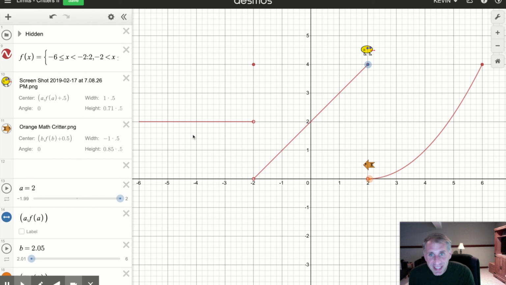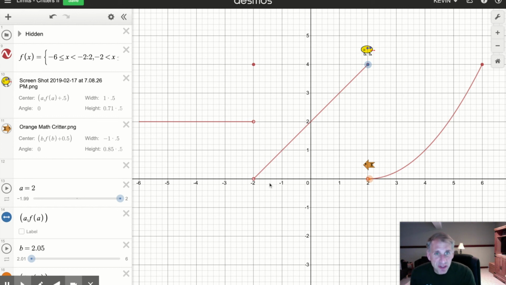If we look at -2, the same kind of thing is going on. The left-hand limit in this case would be equal to 2. The right-hand limit would be equal to 0. In fact, the function is defined here. F of -2 would actually be equal to 4.